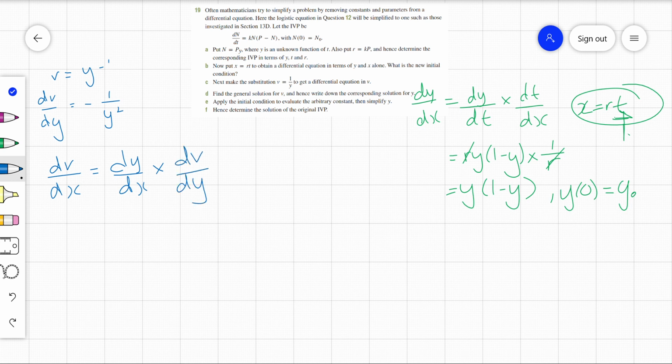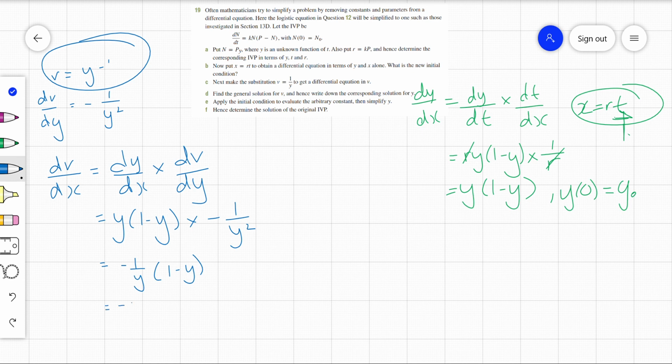Usually that's what I'm doing, I'm using what I've already got from above, and then I'm going to just differentiate to get this one. So this is minus 1 on y squared. If we have a look at this one, I get negative 1 on y(1 minus y), and remember that v equals 1 on y, so this is going to be negative v(1 minus 1 on v). And if I expand that out, I'll get negative v, and then I'll get 1. So I'll put it that way.